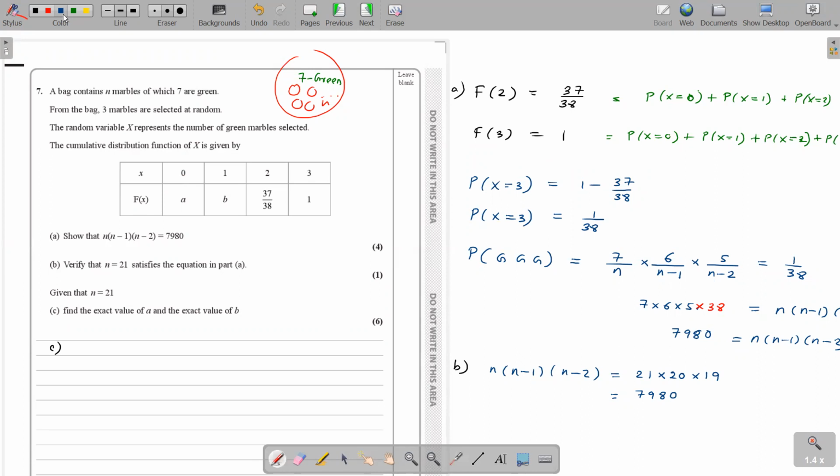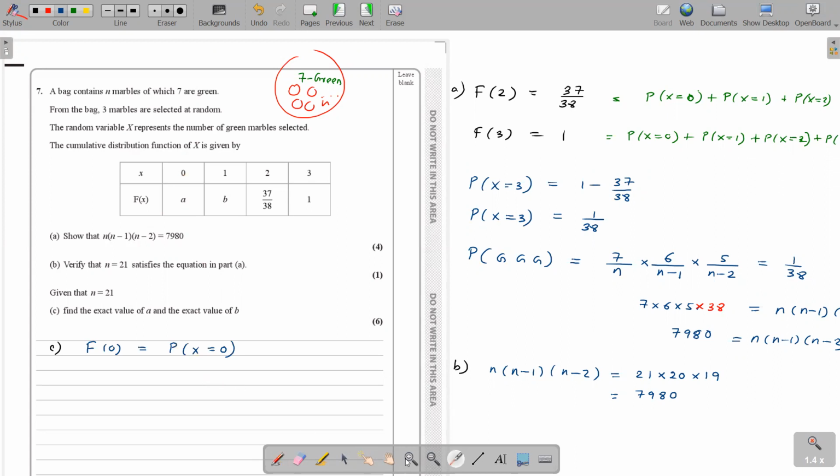Do you agree? Because F0 means you add all the probabilities before this. But do we have any probabilities before 0? No, so F0 is the same as probability x equals 0. Isn't it? Because in cumulative, always the first column for probability and cumulative are the same, because we don't have anything previous to add. So what do you mean when x is 0?